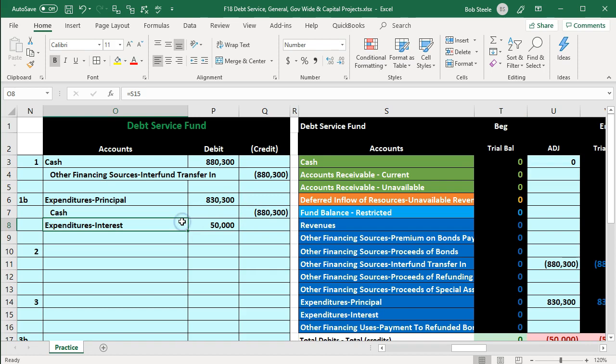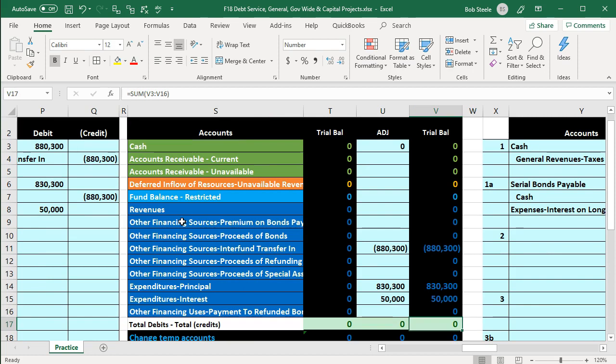And then we have the expenditure for the interest. So we'll scroll down to the expenditure for the interest in U15 equals, and we will pick up the expenditure for the interest. That then puts us back in balance. So we're good on the green zeros there.